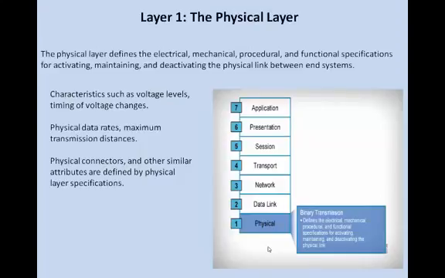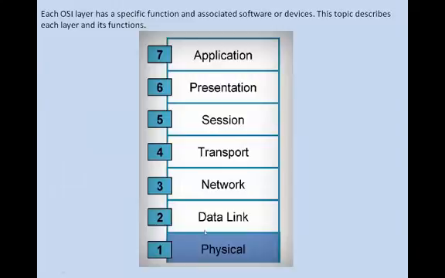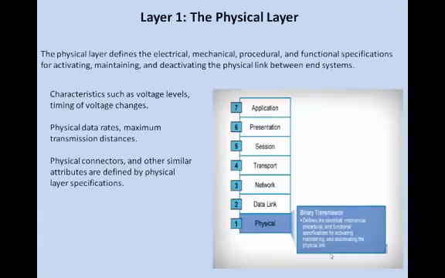So let's talk about the first layer, which is the physical layer. What is the physical layer and what is its functionality here? And try to know more about it. The physical layer defines the electrical, mechanical, procedural, and functional specifications for activating, maintaining, and deactivating the physical link between end systems. So this is the main function of the physical layer.